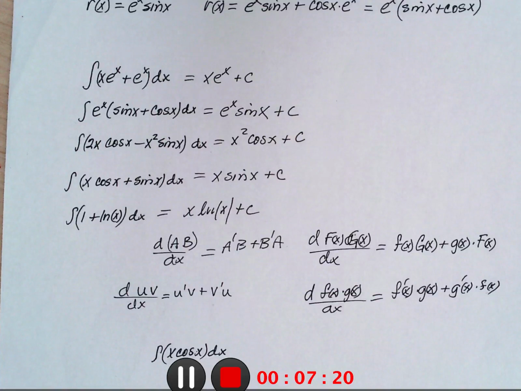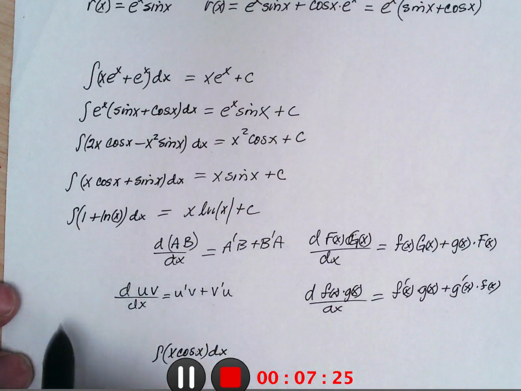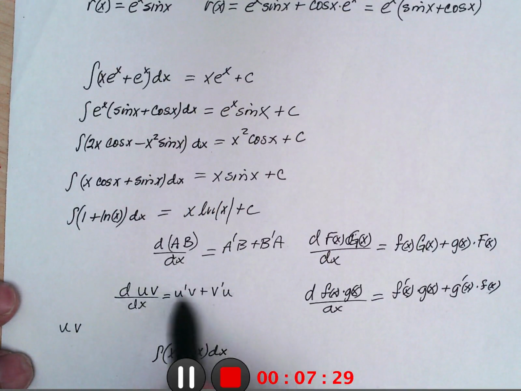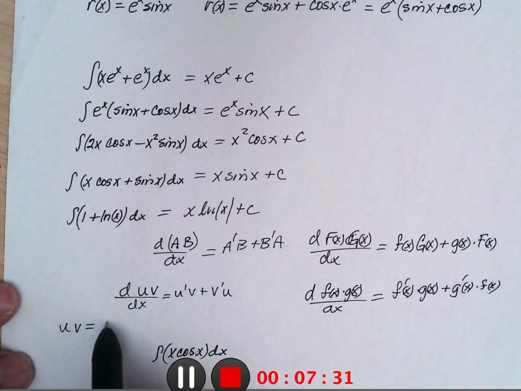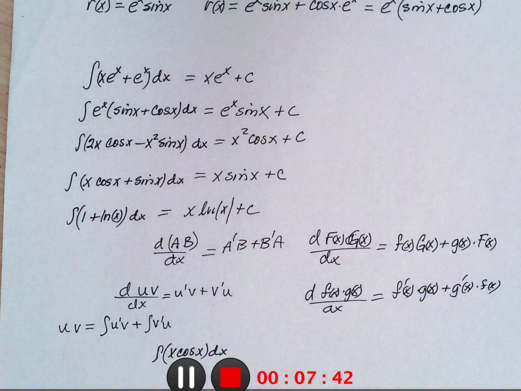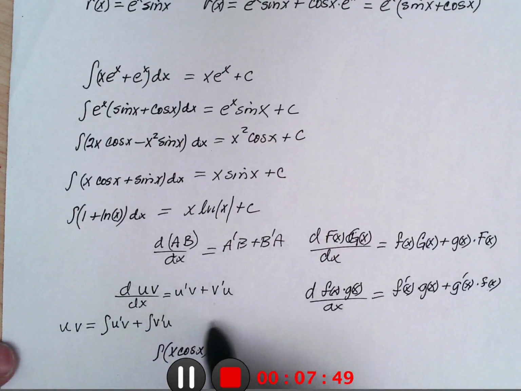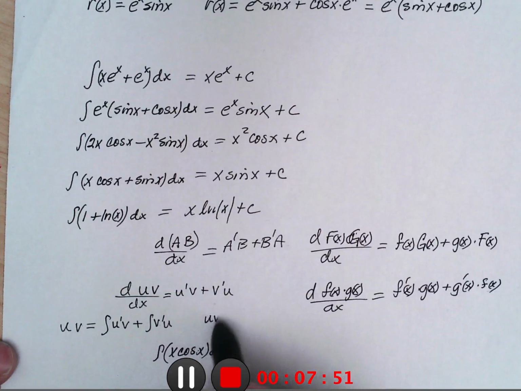And if you took the antiderivative of this side, you just get UV. If you took the antiderivative of this, well, not so obvious, so we're just going to write the antiderivative of U prime V plus the antiderivative of V prime U. Now, in this, we could subtract either one of these from the other side. So I'm going to just write UV minus, let's say I subtracted this one.